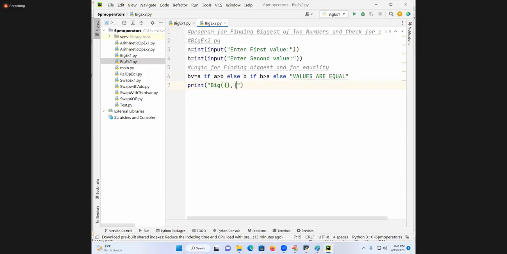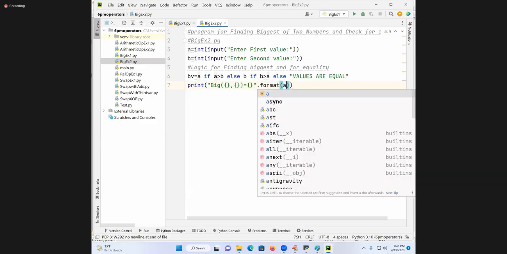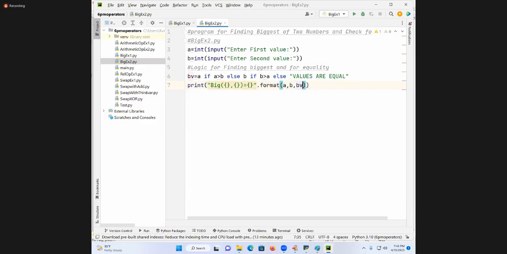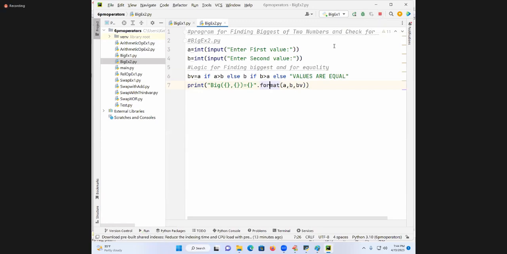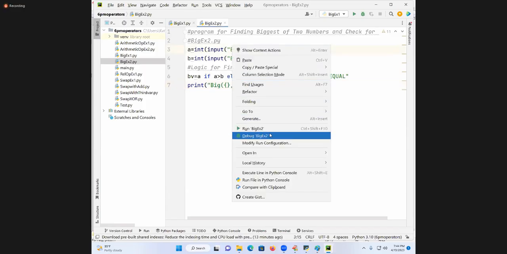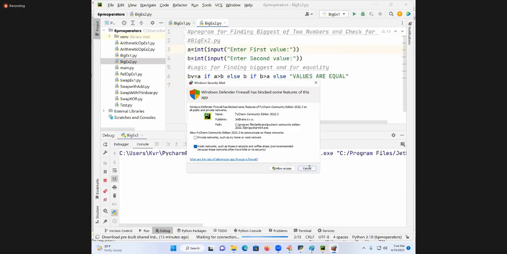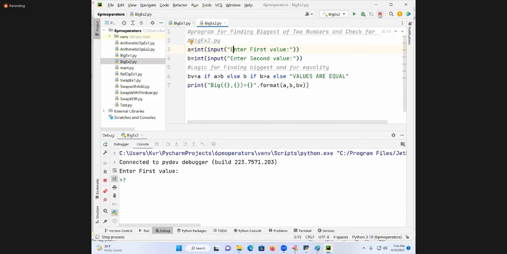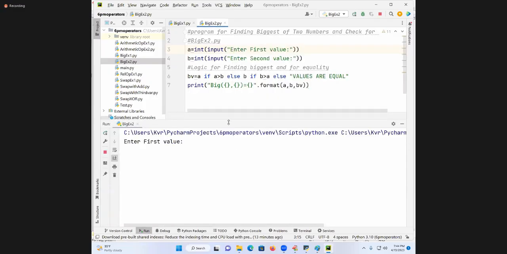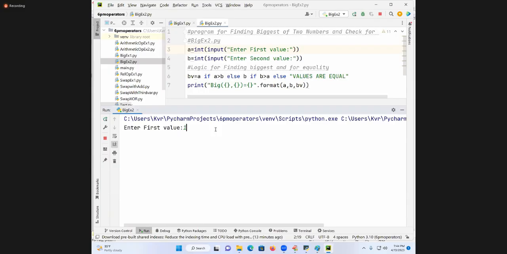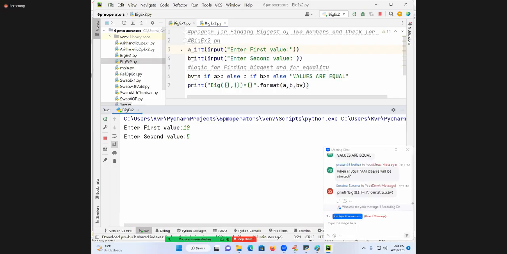Print of big of, like this, is equal to dot format of A comma B comma BV. Try to run it. Okay, not this part. It is running this part. Expression 2, start. Expression 2, what happens? Cancel that. Try to run it, students. Enter the value of it. Come on, everybody. 10 and what? 5. Are this 10 and 5 read by these 2 statements or not?